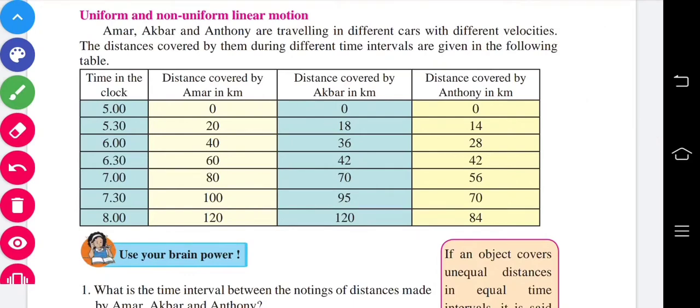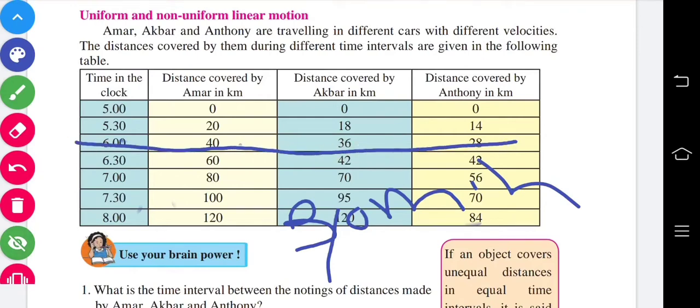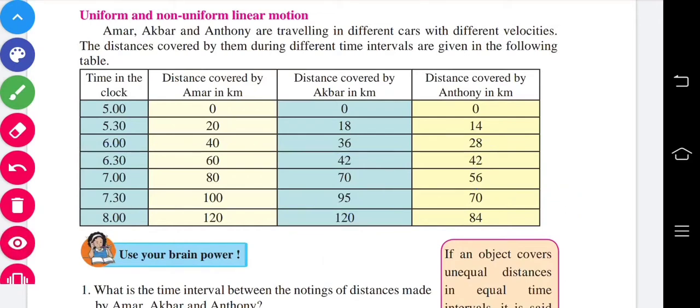Here is 40 kilometer per hour, here is 36 kilometer per hour, here is 28 kilometer per hour. It means in 1 hour they travel this distance at this speed. So that's called kilometer per hour. So 40 kilometer, 36 kilometer and 18 kilometer per hour. That is the speed of that.